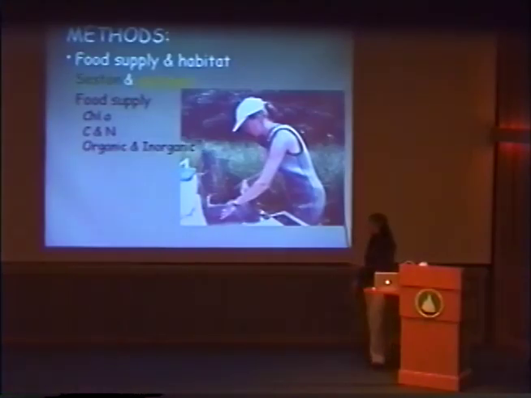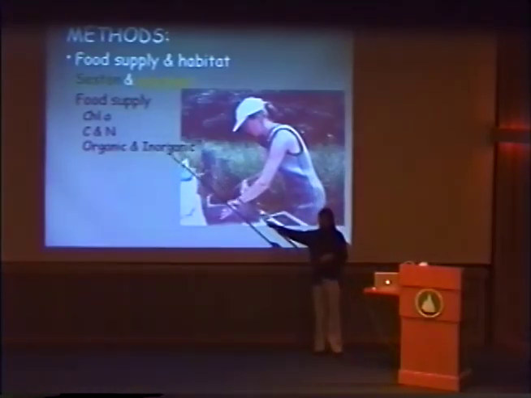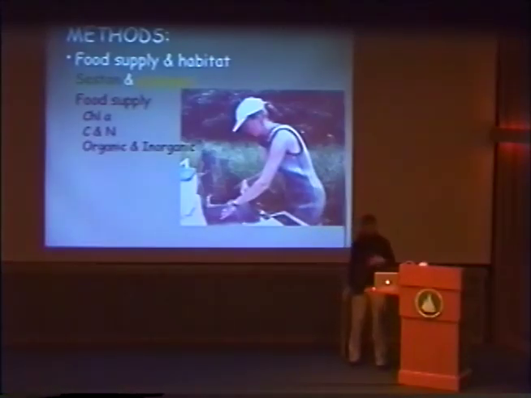To assess food supply, we specifically looked at chlorophyll a concentration, which is really a proxy for the concentration of phytoplankton, or food supply, in the water. We also looked at carbon and nitrogen content to give us a sense of the food quality. As you can imagine, if there's more nitrogen available, it might mean you have more of the building blocks that you need to build protein, to build tissues.